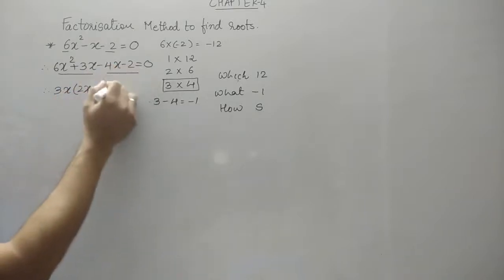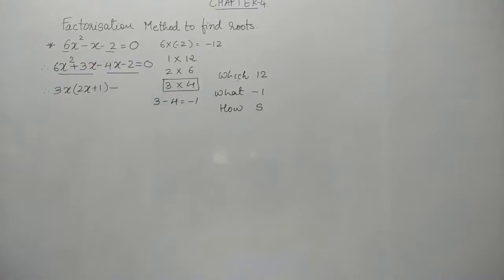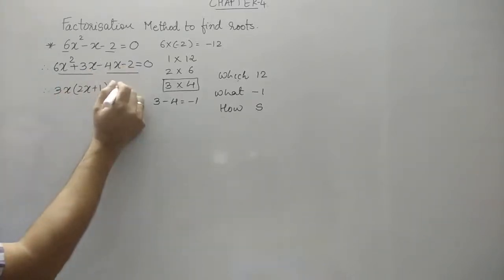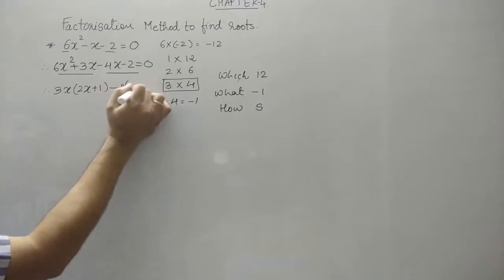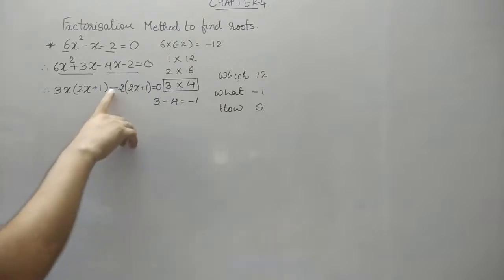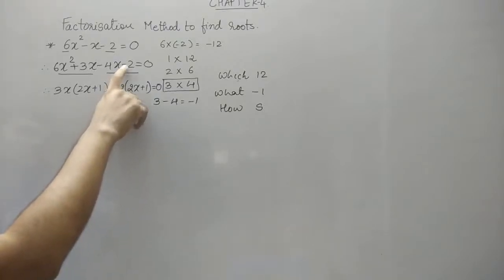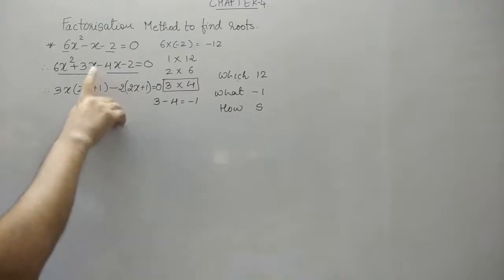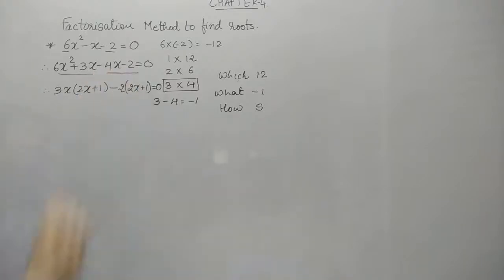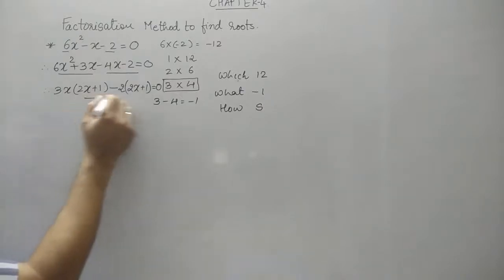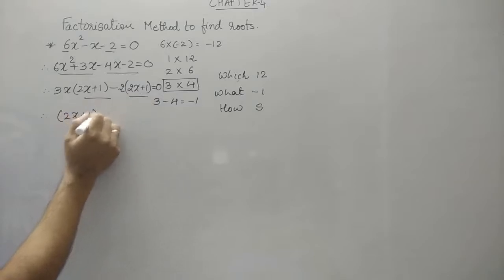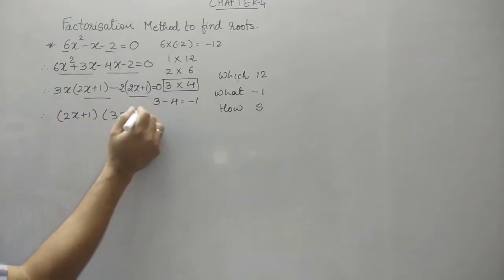And for the last two terms, the sign of the third term should always be taken as common. The sign of the third term is minus, and the common number is 2, so it remains 2x plus 1 equals 0. Remember, when you take out the minus sign common, the sign of the fourth term has to be changed. Both the brackets must be equal. They are 2x plus 1 and 3x minus 2 equals 0.